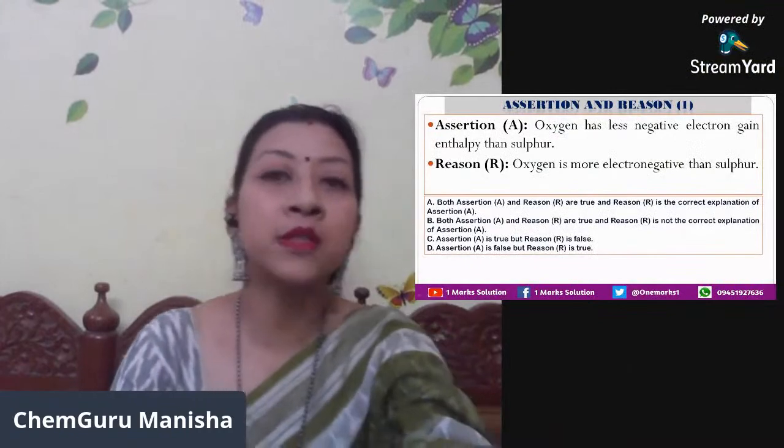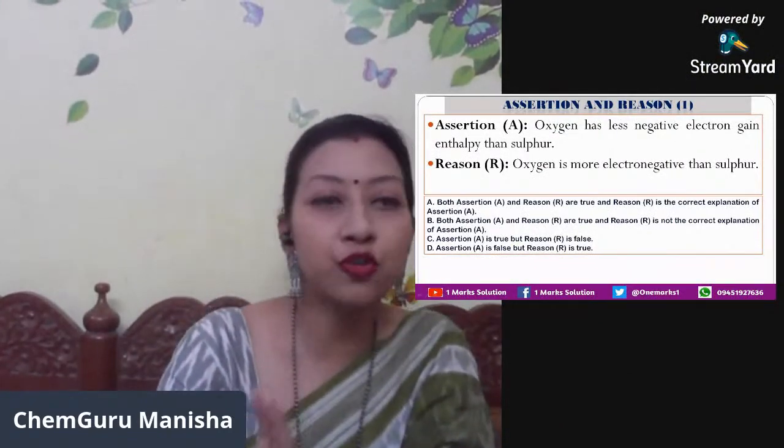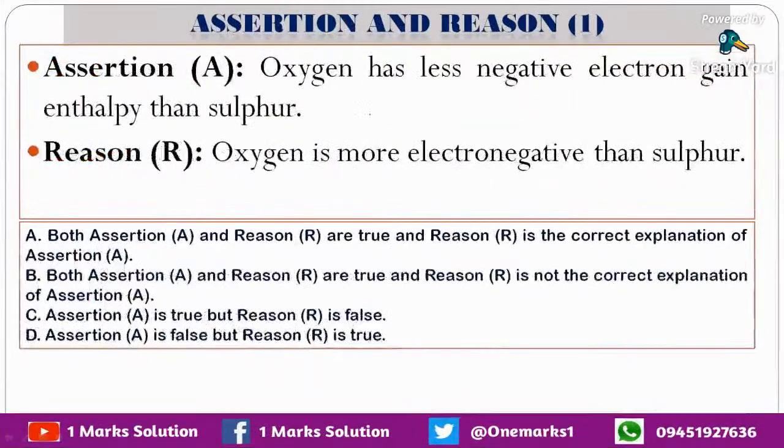Without wasting much time, let us start with the first assertion statement. The statement is: oxygen has less negative electron gain enthalpy than sulfur. Now, let me explain electron gain enthalpy. You all know this, but still I'll tell you that every time you want an electron, energy is required to gain that electron. And that depends on how desperate the element is to accept the electron.